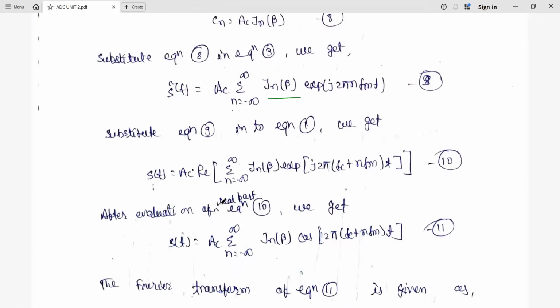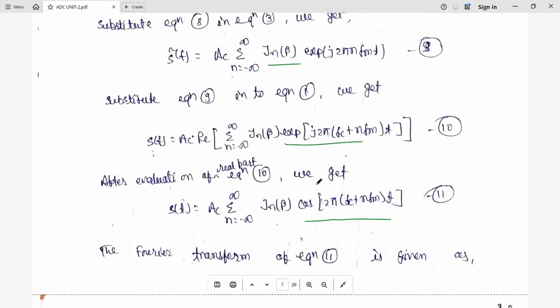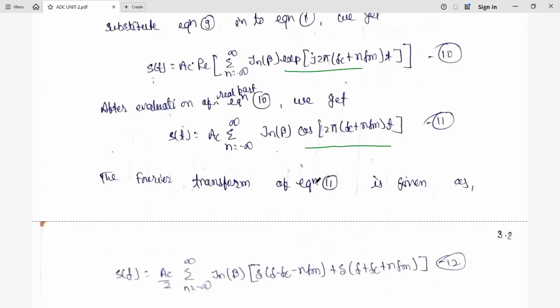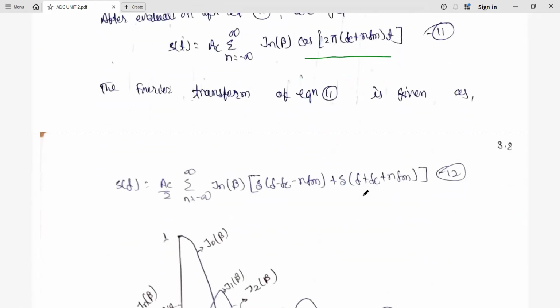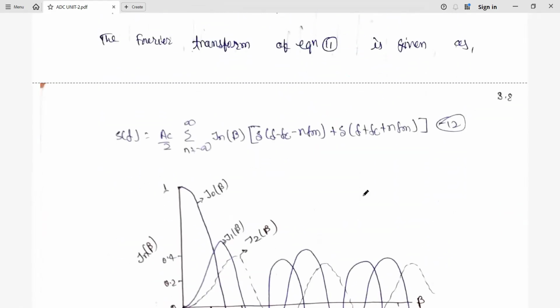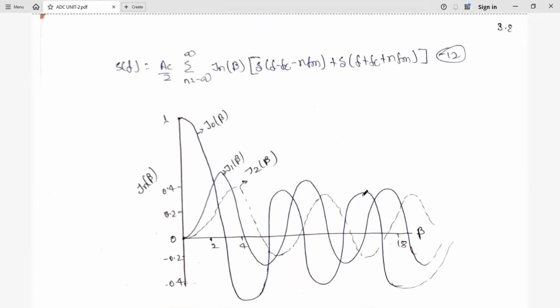And here we are focused only on the real part. So what is the real part of this? Exponential of this is what? E to the power i theta is cos theta plus i sin theta. So that's why here we have cos of 2 pi (fc plus n fm) t. So this is the modulated wave that we have here in equation 11. Now, if you want the Fourier transform of equation 11, that is going to be the frequency domain. In amplitude modulation also we have seen how we get the frequency transform of that.